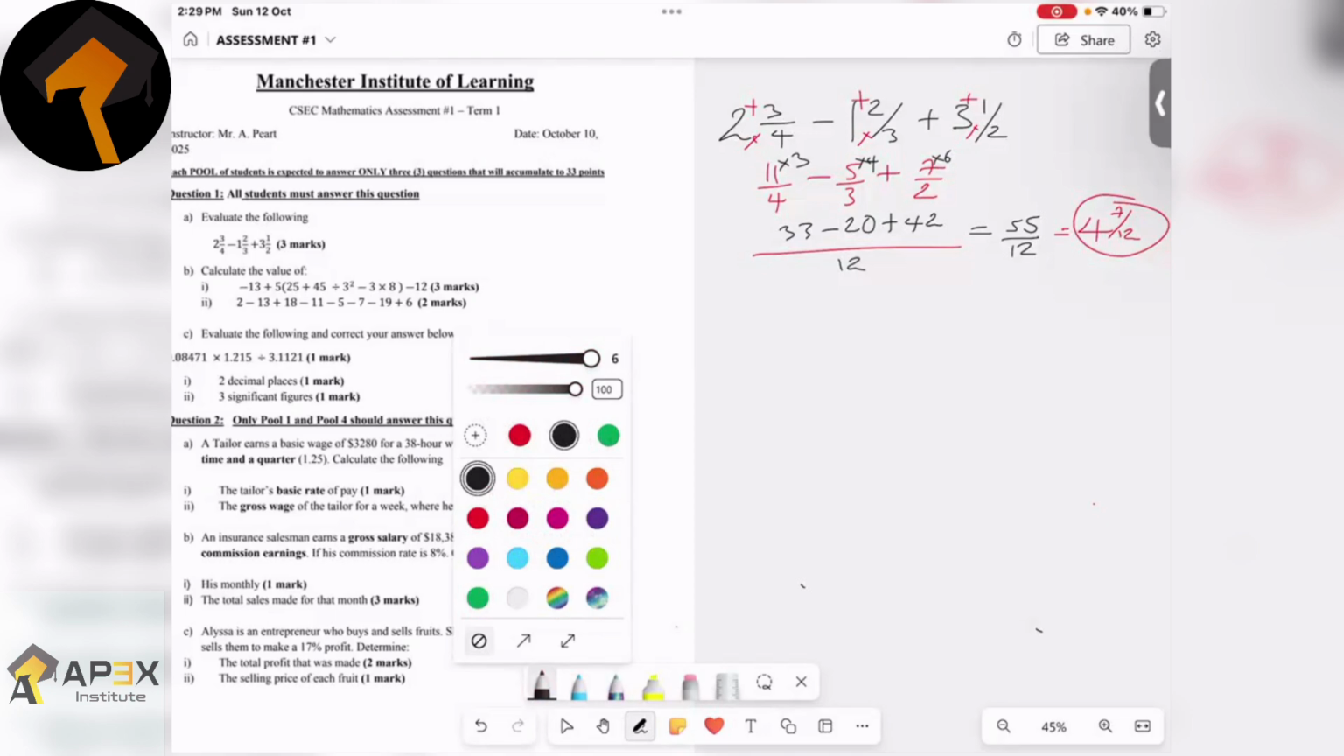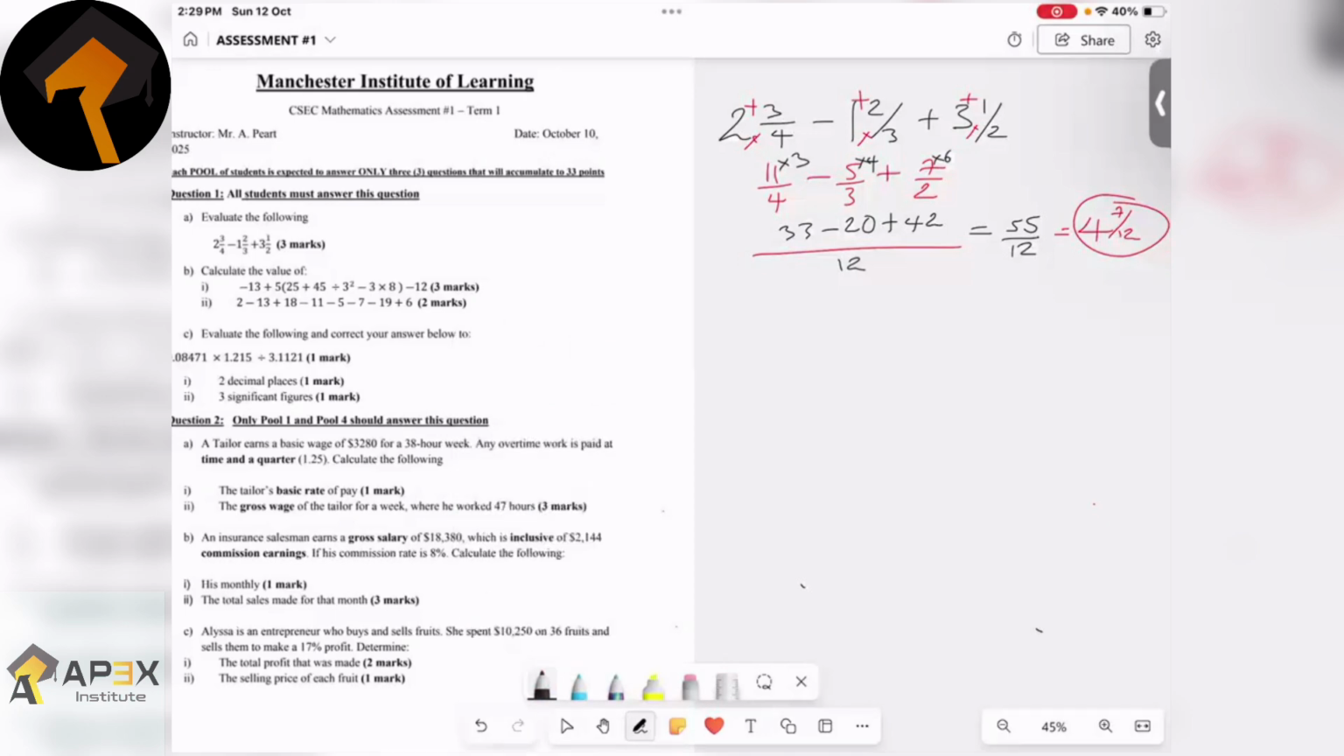Now it says here that we should calculate the value of negative 13 plus 5, open bracket, 25 plus 45 divided by 3 squared minus 3 times 8, close bracket, minus 12. So let's write that down, guys. Pardon me here, just a second, guys. I think my device might be freezing. Negative 13 plus 5, open bracket, 25 plus 45 divided by 3 squared minus 3 times 8, minus 12.